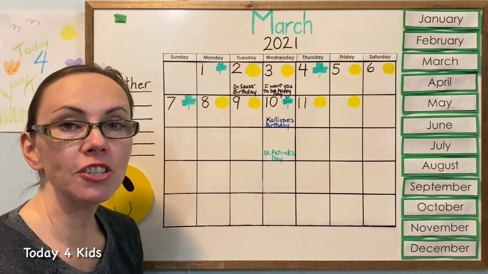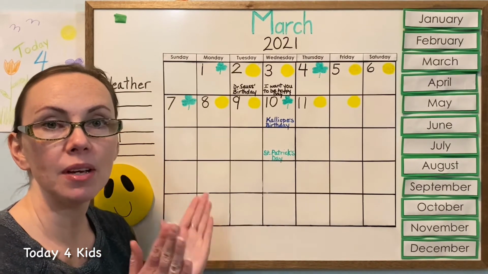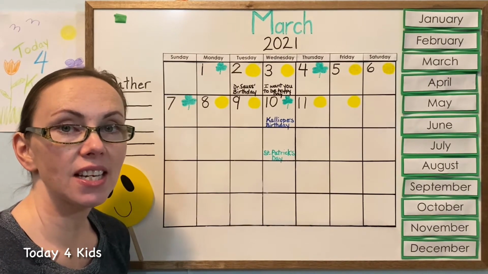March. And March has one syllable. Will you clap it with me? March. Good job. One more time. March. Excellent. Now that we know what the month is, let's put it into the sentence in our agenda.